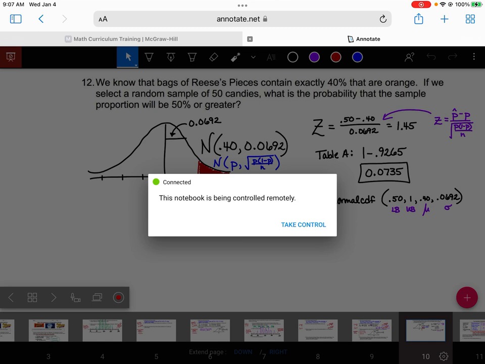I can calculate my z-score, the proportion that I'm looking for, 50% or greater, minus the known proportion, 40%, divided by my standard deviation. I get 1.45. So I look that up on table A. That's 0.9265. But since I want the greater than, I have to do 1 minus that. Or I can put it into my calculator, normal CDF, to get this value right here, or something approximately that value.